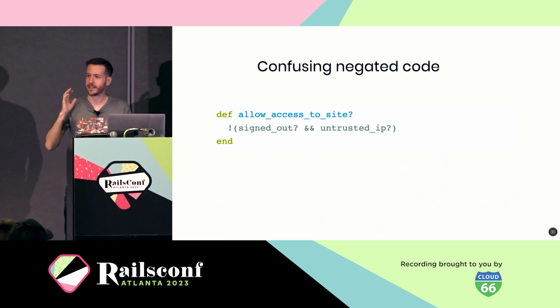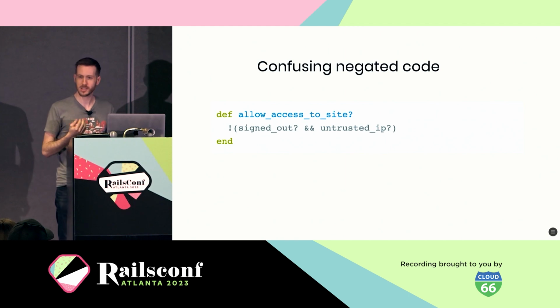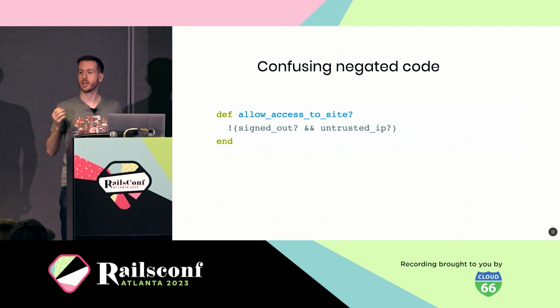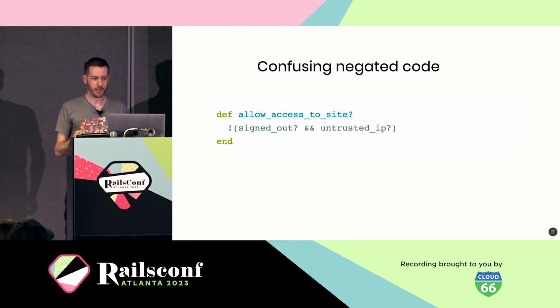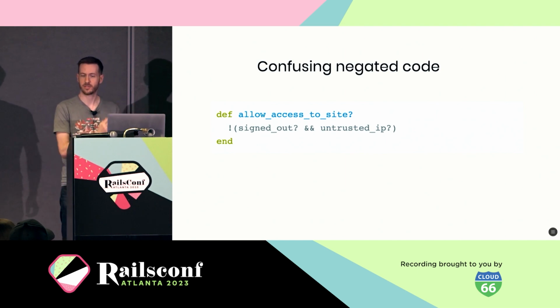I don't know about you, but that kind of messes with my brain a little bit. There's some double negative happening here. Signed out and untrusted IP are negative in English. And then we have them wrapped in parentheses with a negation sign in front of that.